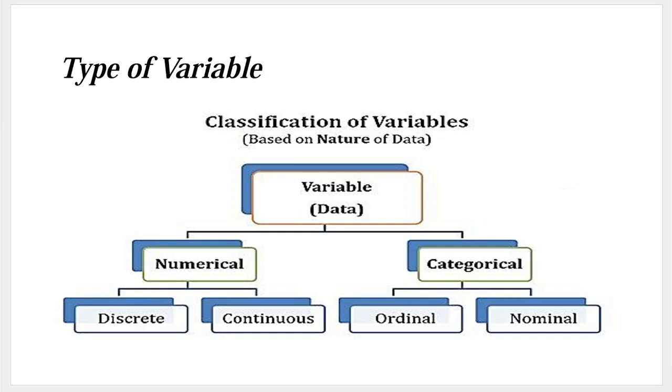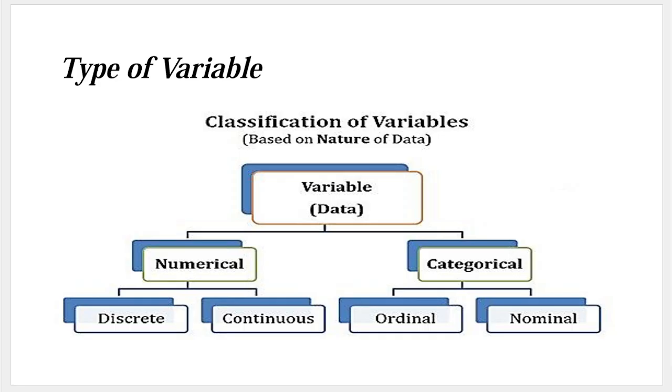There's a meaningful order. So the main difference is numerical equals numbers, but categorical equals labels or groups. For example, number of patients is a discrete variable, but blood pressure is a continuous variable.